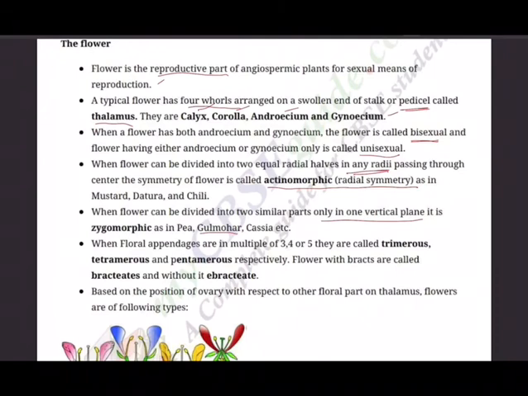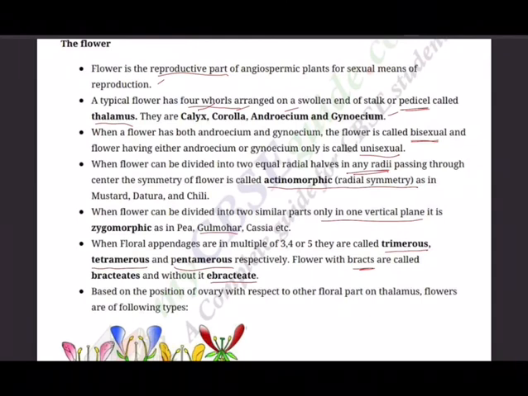When floral appendages are in multiples of 3, 4, 5, they are called trimerous, tetramerous, pentamerous. Tri means 3, tetra means 4, pentamerous 5 means 5 petals, 5 sepals, 5 and like this. So everything is 5 respectively. Flower with bracts are called bracteate. So a small leaflet-like structure will be there. And if that is not there, ebracteate.